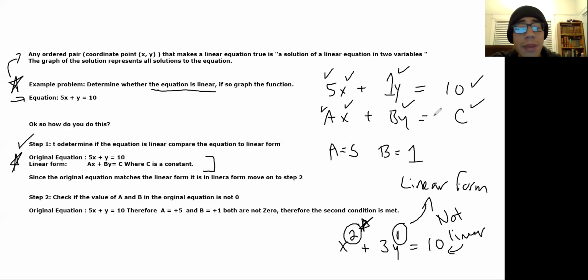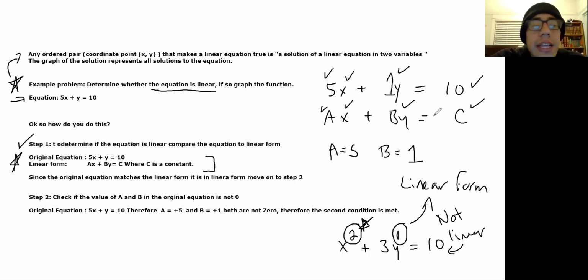You're going to be able to see that on one of the problems. There's going to be a really complicated problem with a bunch of exponents on there. But if you remember this part, where if it has an exponent higher than 1, it's not linear, I don't have to do this. All you have to put for your answer is not linear, and then just move on. But if it is linear, like this one is, we got to move on to the next step. Since the original equation matches the linear form, we move on to step 2.